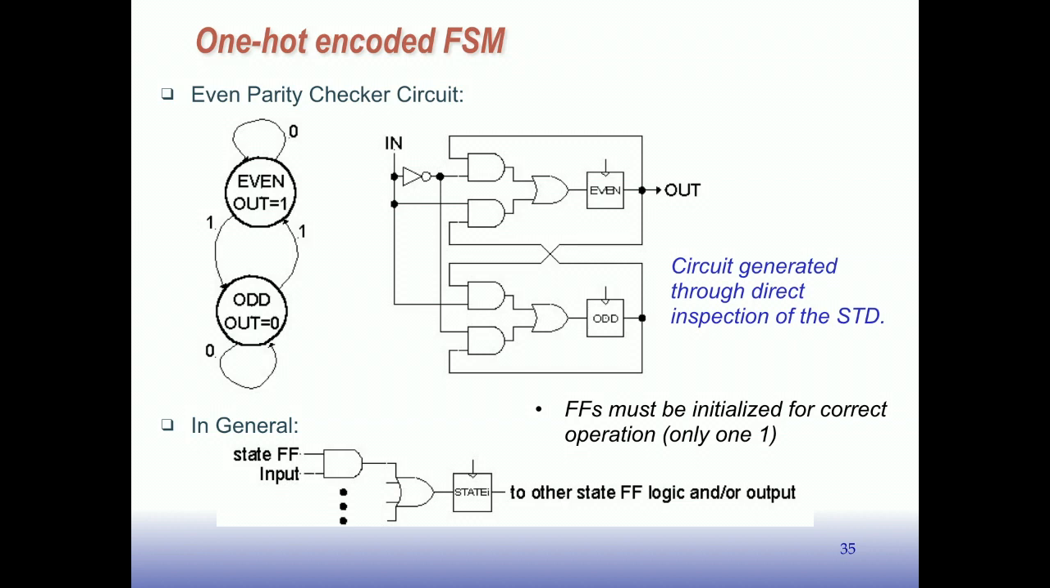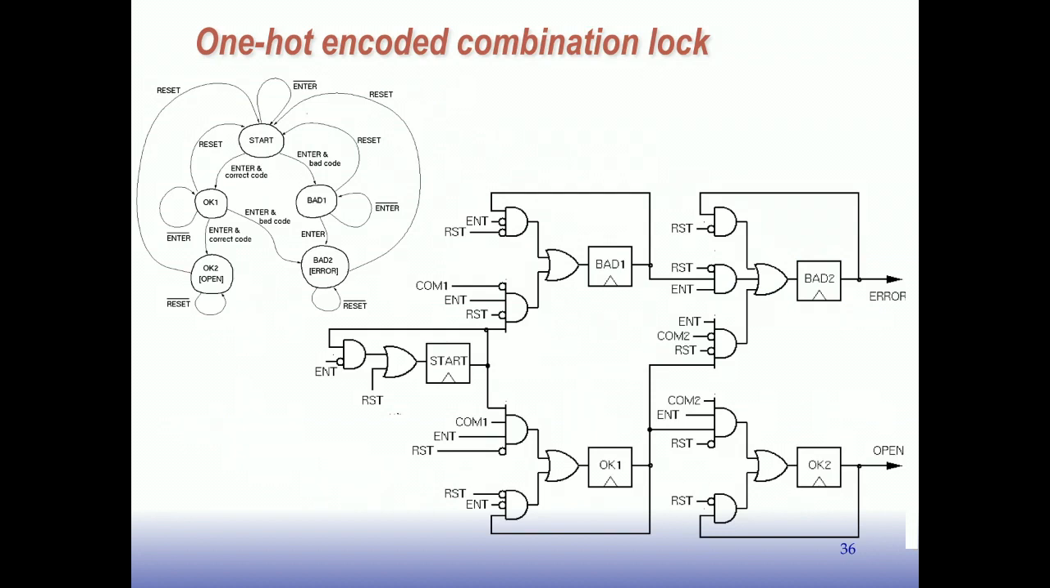Okay, here is the combination lock example in this 1-hot encoded implementation. So again, we have 5 states, so we're going to have 5 flip-flops, 1 state per flip-flop, or 1 flip-flop per state. Start state is over here. So you see, as I said, there's this little sub-circuit for each flip-flop here that tells us how do we put a 1 into that flip-flop. Right. So for instance, the start state, we can get into that either by reset signal or by enter not being pressed and we're in this state. So that implements that loop right there.